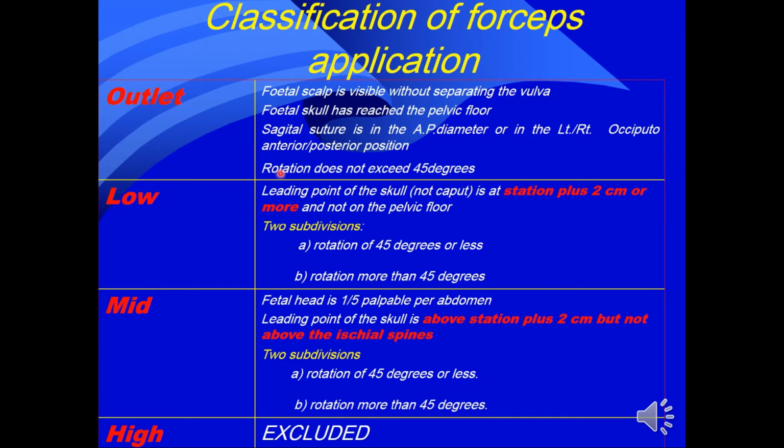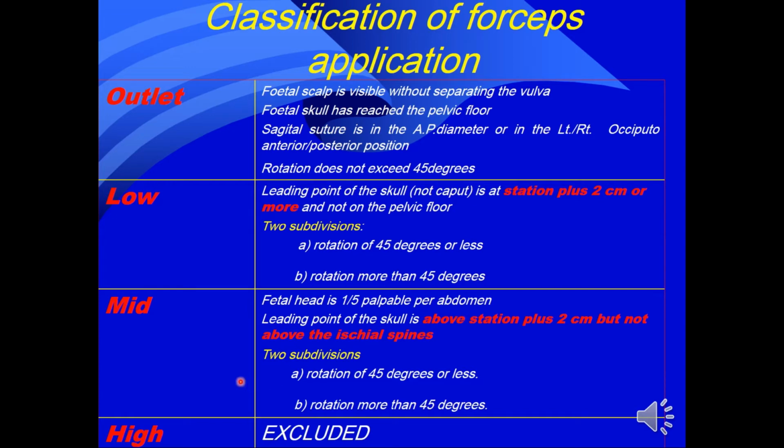These are the prerequisites for the outlet type of forceps. Low: the leading point of the scalp, not the caput, is at station plus 2 cm or more, and not on the pelvic floor. There are two subdivisions: rotation of 45 degrees or less, rotation more than 45 degrees.